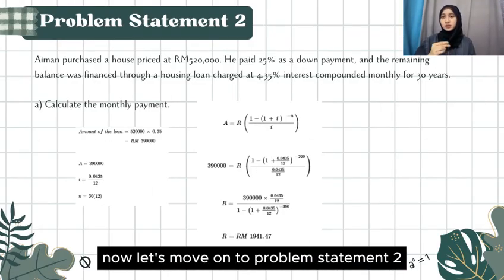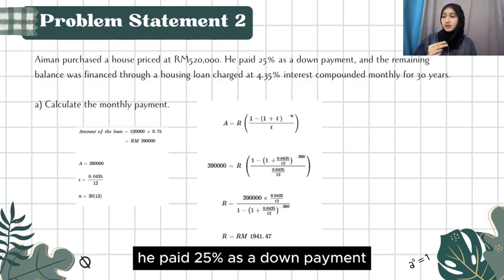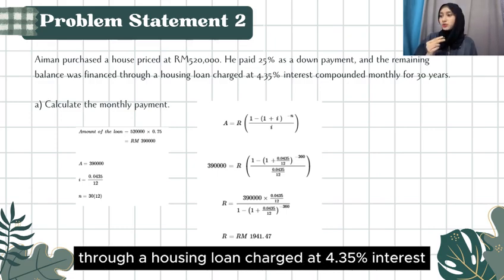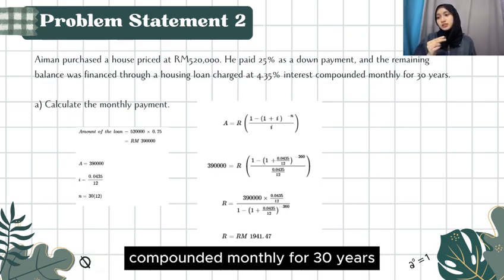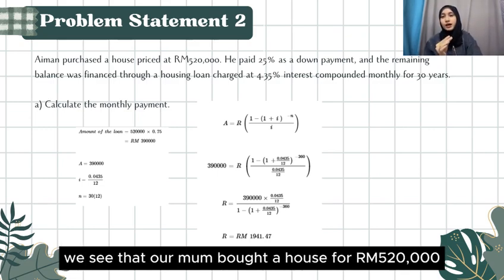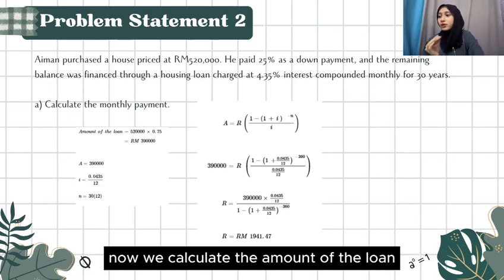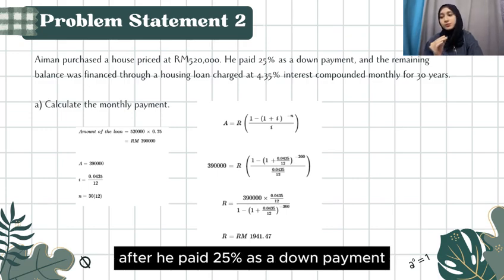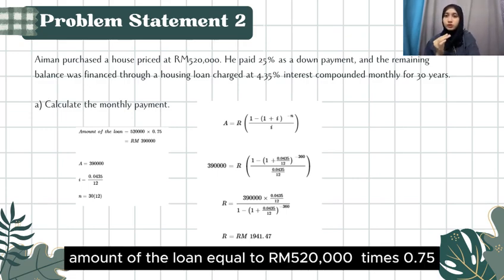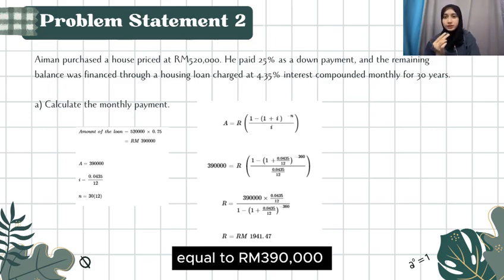Now let's move on to problem statement 2. Iman purchased a house priced at 520,000 ringgit. She paid 25% as a down payment, and the remaining balance was financed through a housing loan charged at 4.25% interest compounded monthly for 30 years. A. Calculate the monthly payment. First, we need to find the loan amount. We see that Iman bought a house for 520,000 ringgit and paid 25% as a down payment. So the remaining loan is 75%. Now we calculate the amount of the loan after she paid 25% as a down payment. So the amount of the loan is 520,000 ringgit times 0.75, equal to 390,000 ringgit.